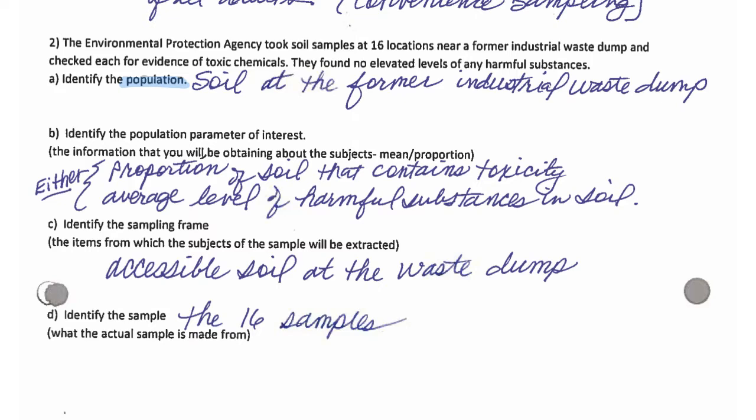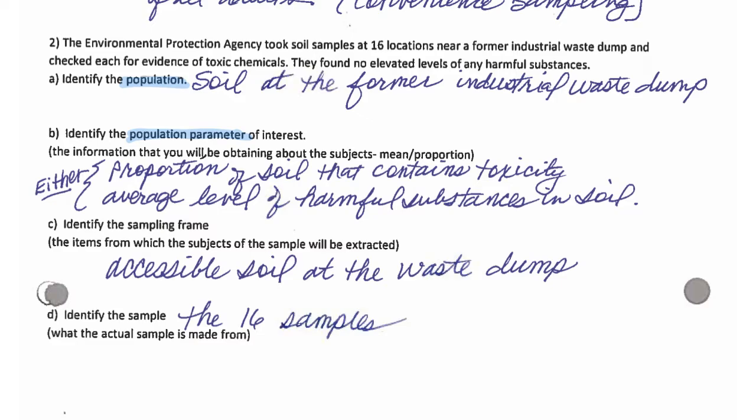But then parameter of interest. Remember we just said population parameter. Parameter is the information about the population. And that's typically in the format of a proportion or a mean. We're going to do that in a mathematical amount.